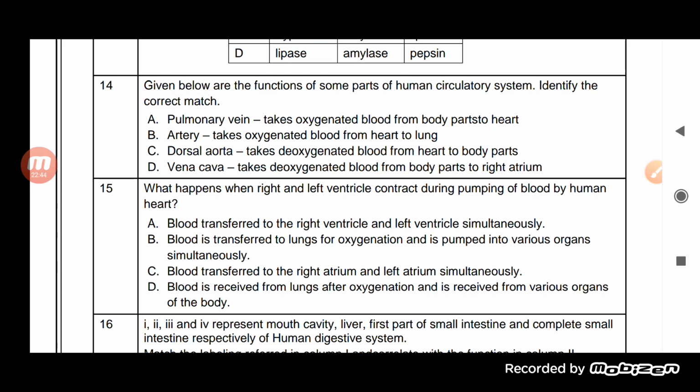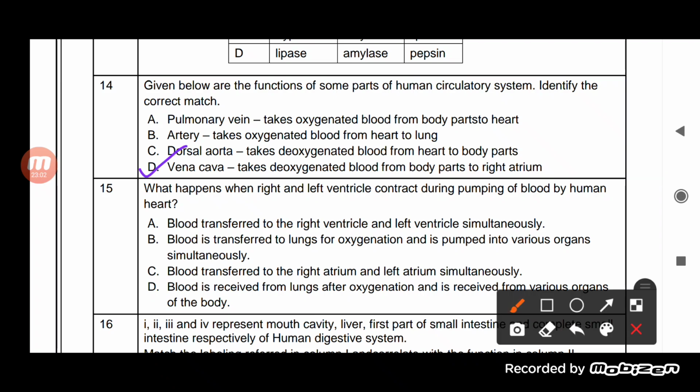Vena cava: it takes deoxygenated blood from the body parts to the right atrium. This is the correct option. The vena cava receives the deoxygenated blood. So here the correct option will be vena cava.